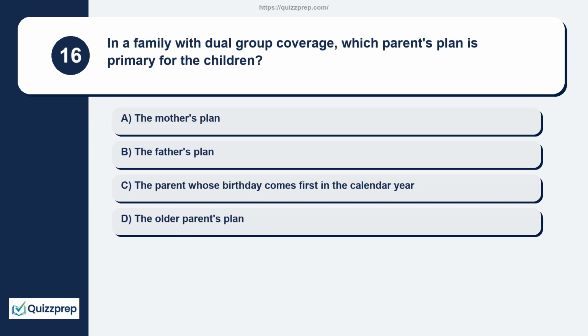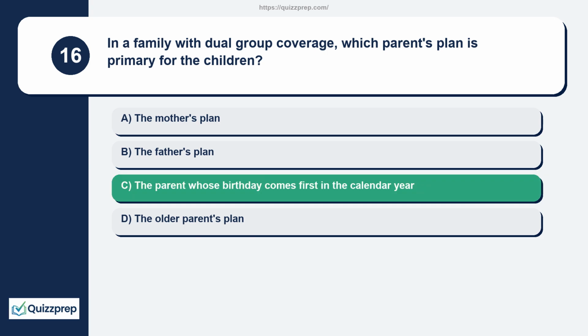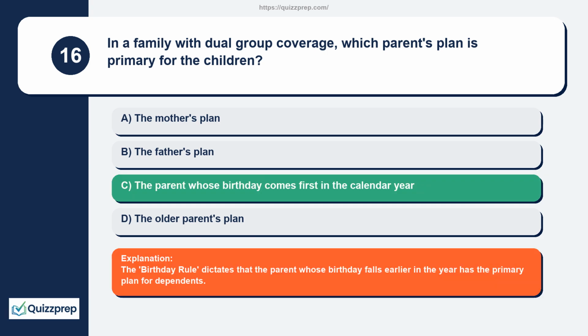Question 16. In a family with dual group coverage, which parent's plan is primary for the children? The mother's plan, the father's plan, the parent whose birthday comes first in the calendar year, the older parent's plan. The birthday rule dictates that the parent whose birthday falls earlier in the year has the primary plan for dependents.